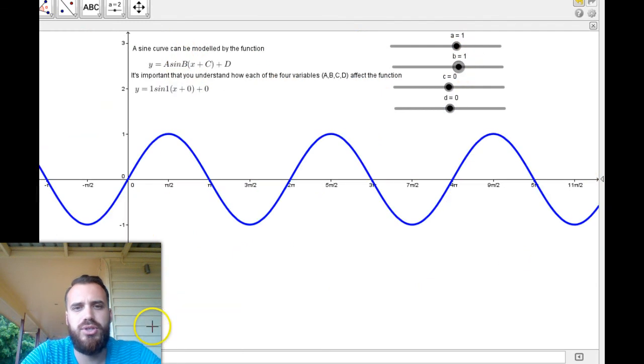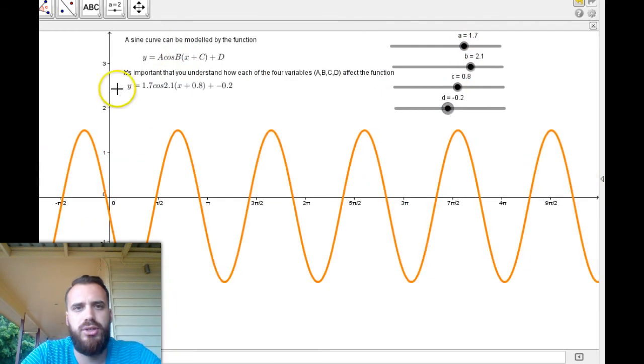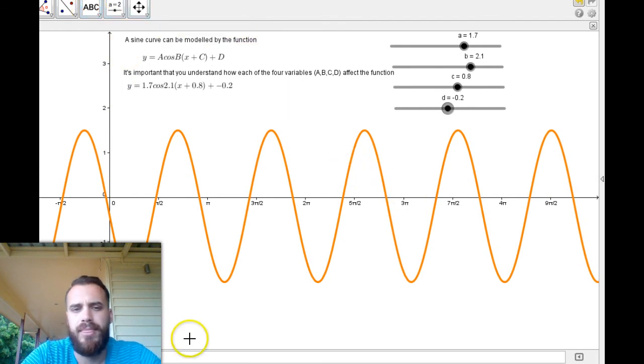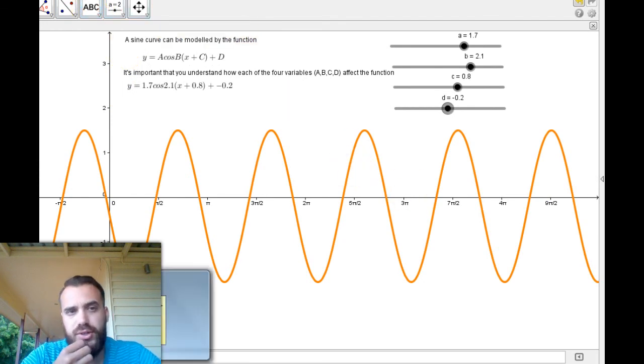So whether you're dealing with sine curves or cosine curves, the same thing still applies there. Okay, so that's cosine curves versus sine curves.